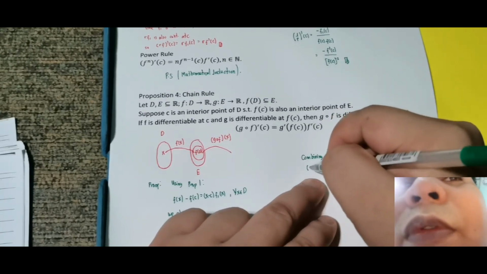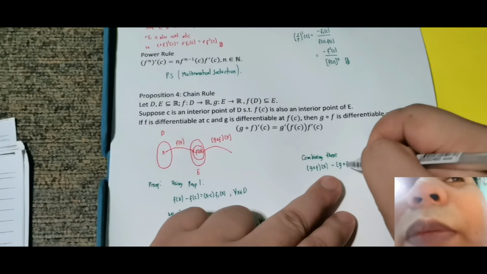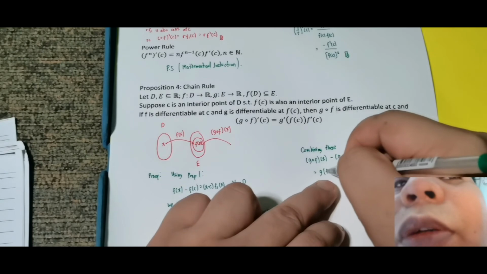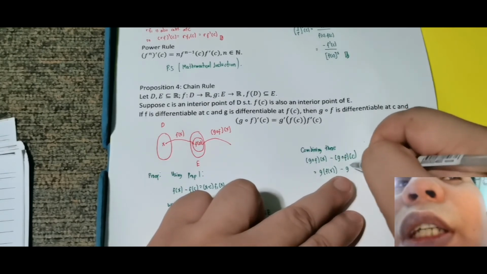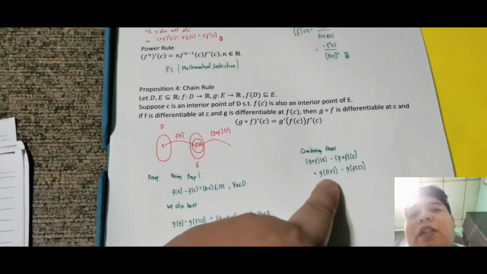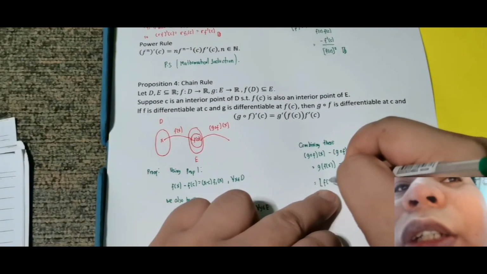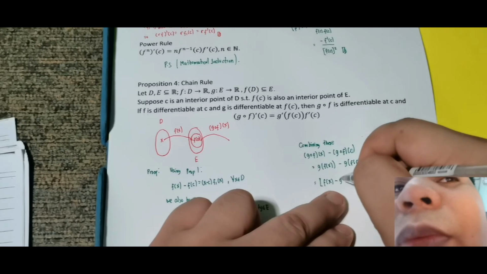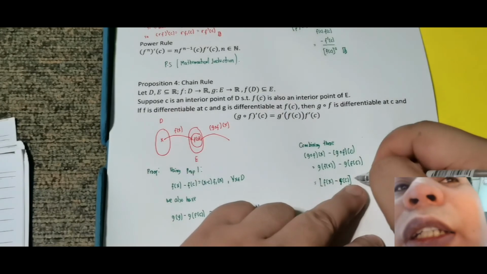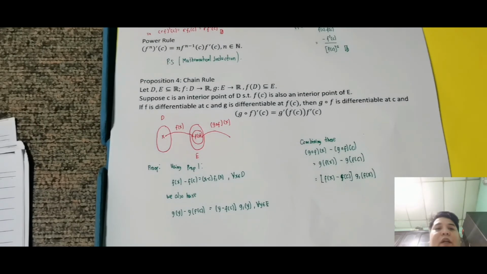we have g circle f of x minus g circle f of c. That is equivalent to g of f of x minus g of f of c. Note, by definition of g, since it is continuous, this is just equal to f of x minus f of c, because that is its y, that is its x minus c, multiplied by g sub 1 of f of x. So this is the increment function.